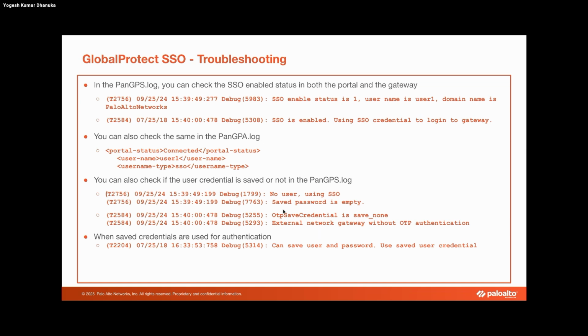And then how do you identify the credential saved, which is the save username and password or save username only option on the portal? How do you see that in the GP logs? You can identify that under the PAN GPS log, whether it was saved or not saved. We can see those in PAN GPS.log.